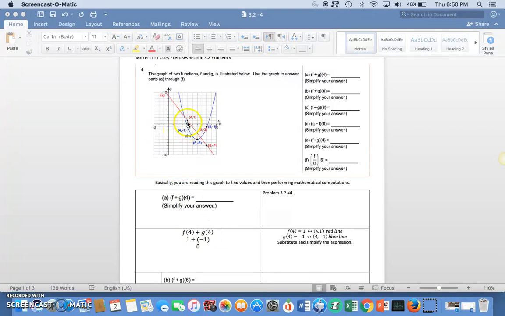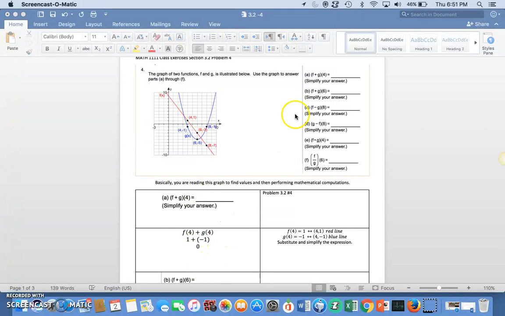F of 4, we go up here. When x is 4, the red one, x is 4, that's the x value. The y value is the function value, that is 1. G of 4, well, when x is 4, the blue one is -1. So the g of 4 is -1. 1 plus -1 is 0.